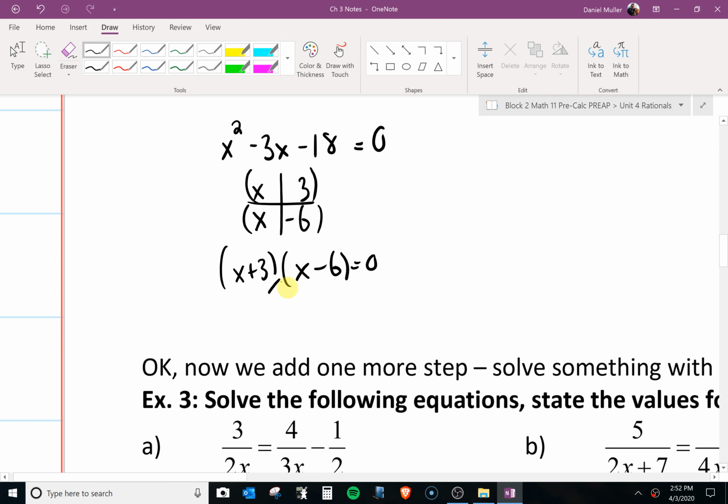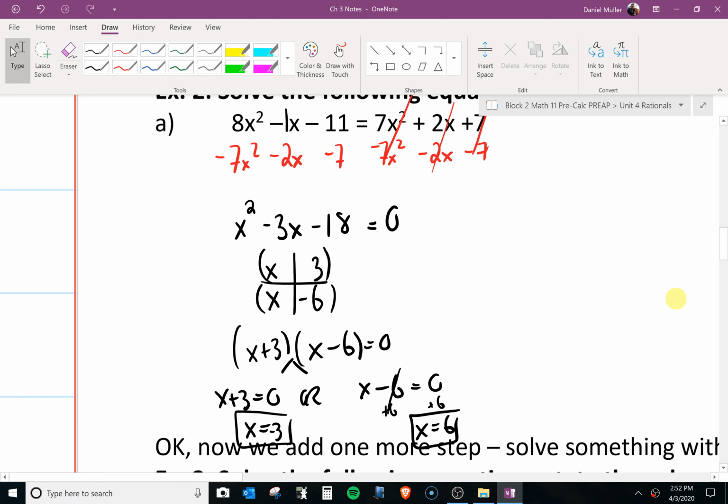And now you can have two equations. You can have x plus 3 equals 0, or x minus 6 is equal to 0. There's two different options. So you can bring this 3 over by subtracting it, and you'll get negative 3. And then you can add the 6 over, and you can get 6. So we have solved this equation. X equals negative 3 and x equals 6 are our two answers for A.